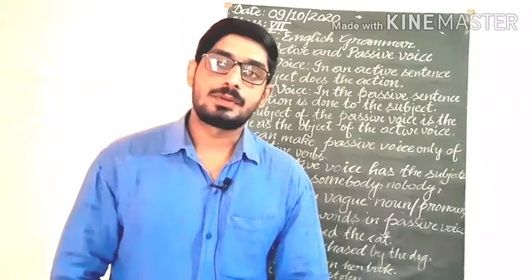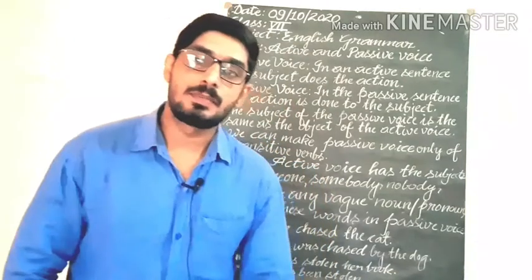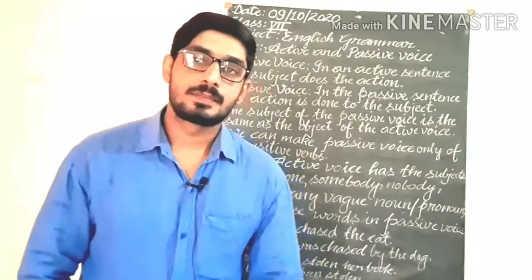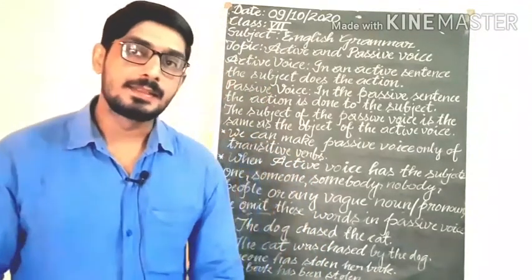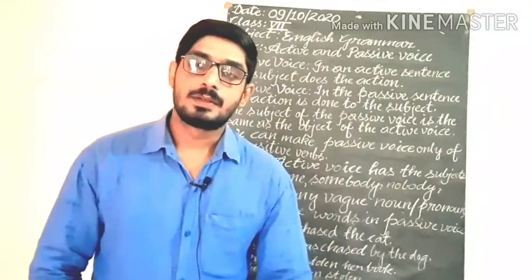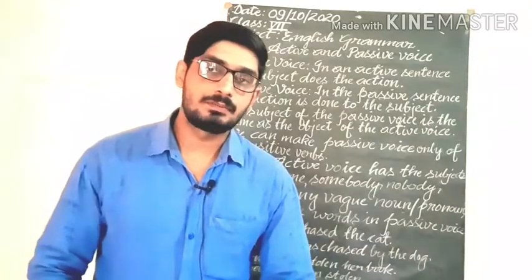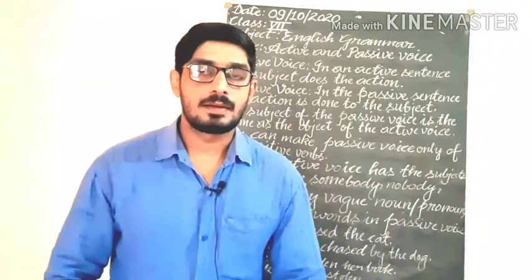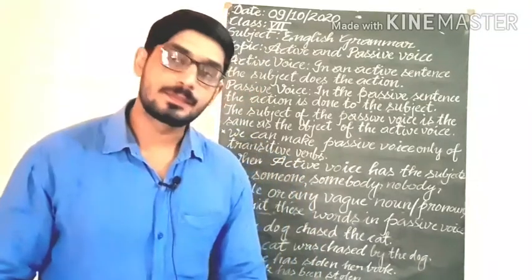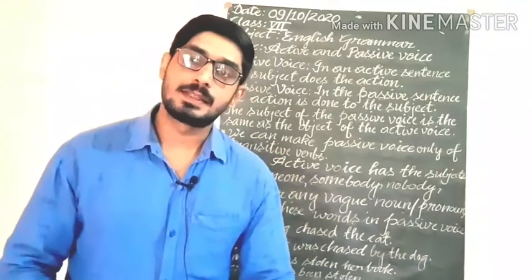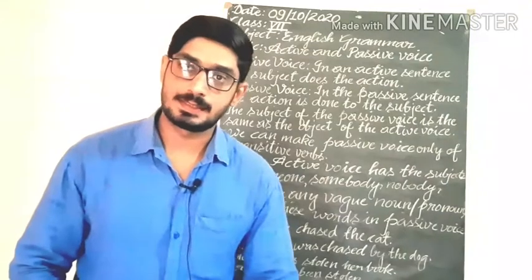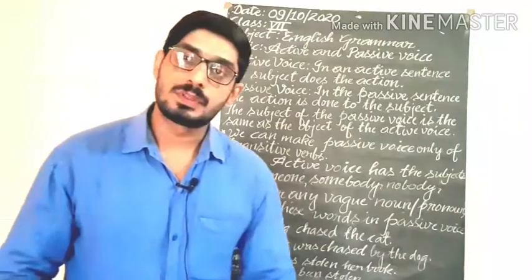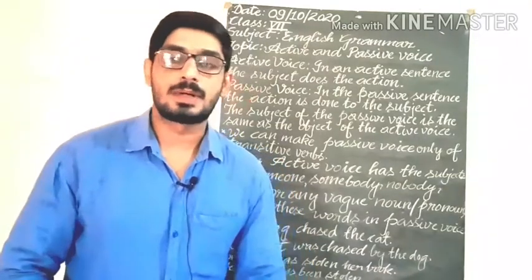Today we are going to start English grammar, chapter number 18 of your periodic test second. The chapter name is active and passive voice. In this chapter, we will know how to change active voice sentences into passive voice, and we will also learn how to change active voice sentences into passive voice in different tenses, and with modal verbs. So come on to the chapter.